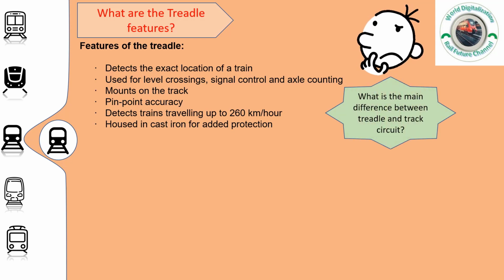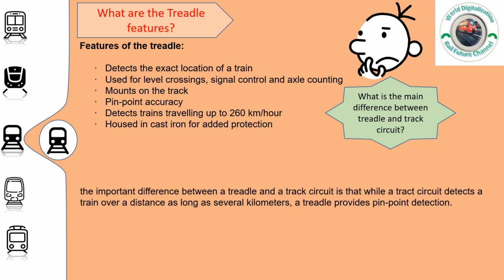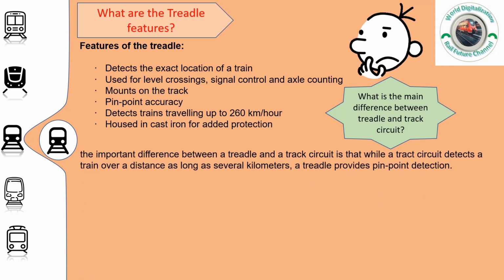What is the main difference between a treadle and a track circuit? The important difference is that while a track circuit detects a train over a distance as long as several kilometers, a treadle provides pinpoint detection.